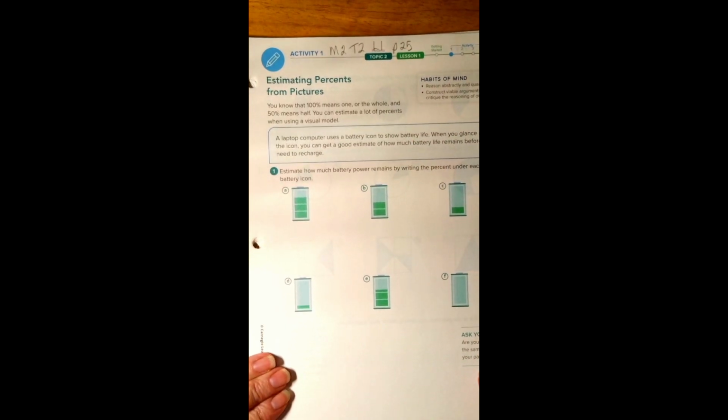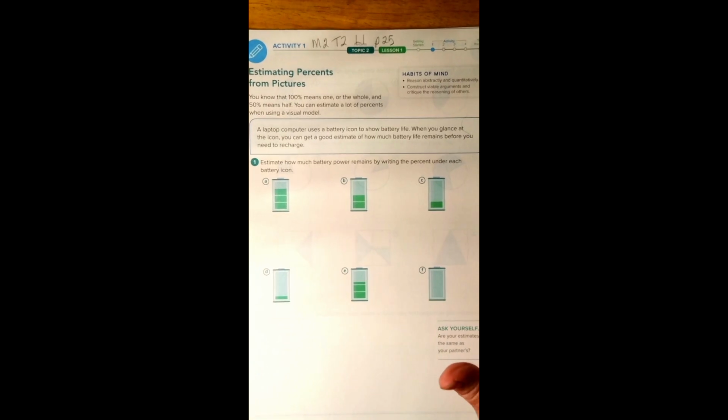Everyone, welcome back. We are continuing in Module 2, Topic 2. We are in Lesson 1. We are on page 257 for Activity 1. Estimating percents from pictures. Habits of mind: reason abstractly and quantitatively, construct viable arguments, and critique the reasoning of others.